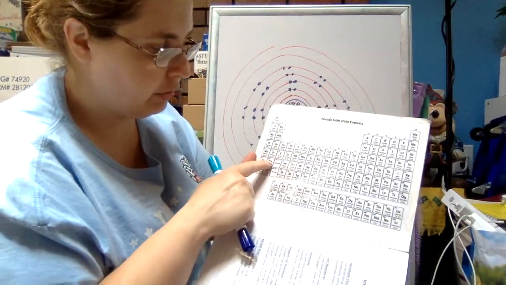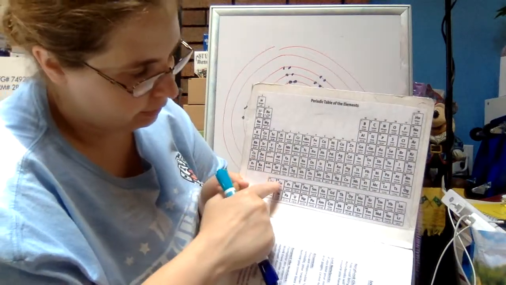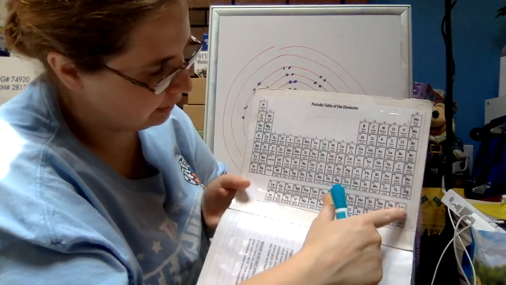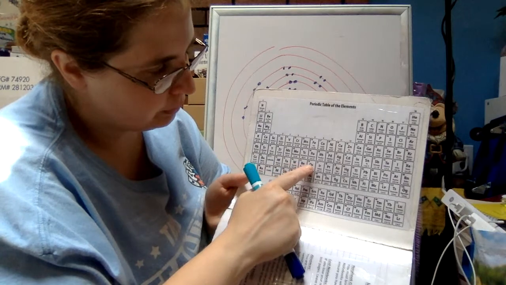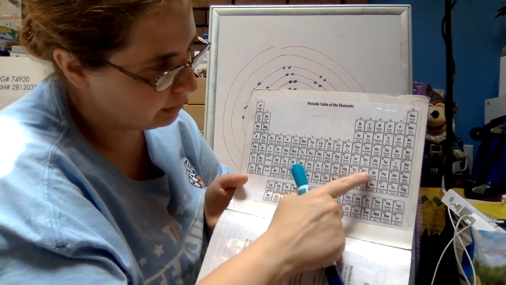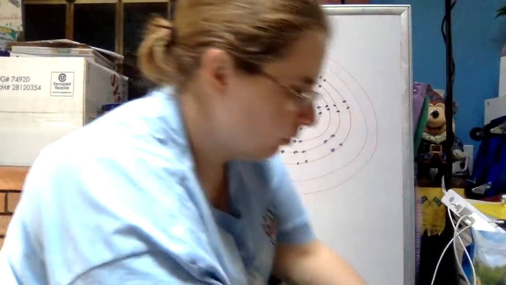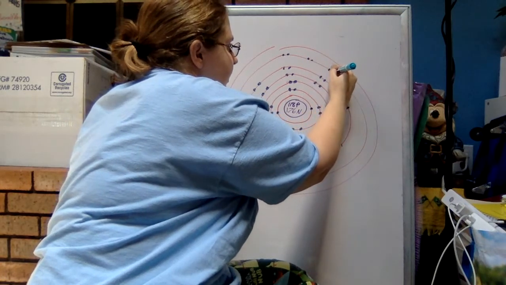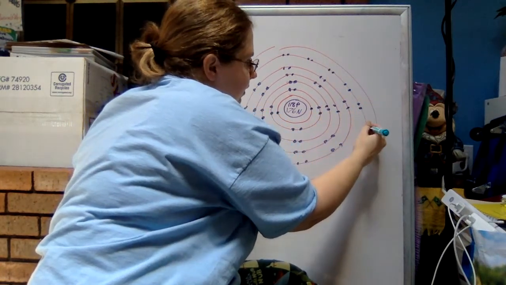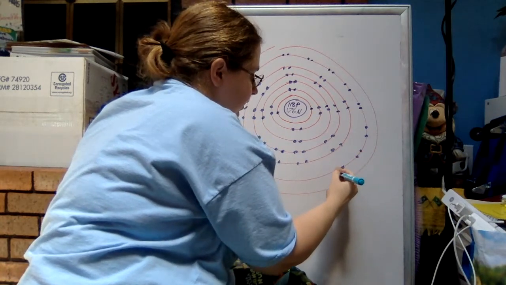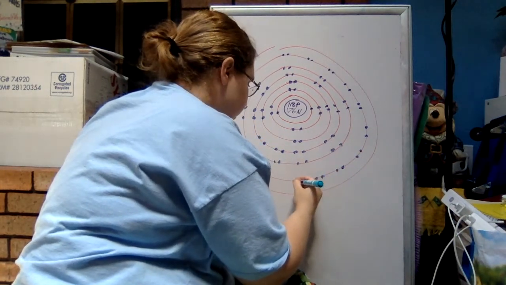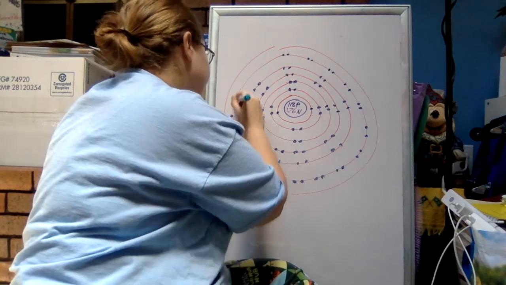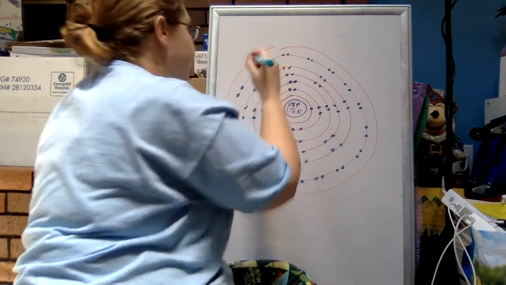So we're going to have to go 1, 2, 3, 4, 5, up to 32. And then again, 1 through 32.